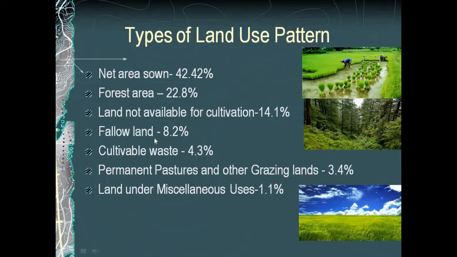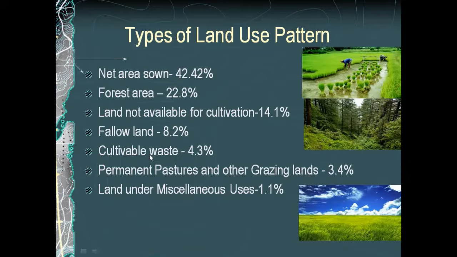Then fallow land. Fallow land is the land which is not used for cultivation, left simply. And it covers 8.2%. It is largely found in Mizoram, Tamil Nadu, Meghalaya, and less in Tripura, Puducherry, Andaman and Nicobar Islands. Their fallow lands are less.